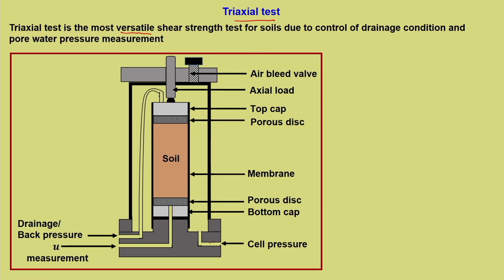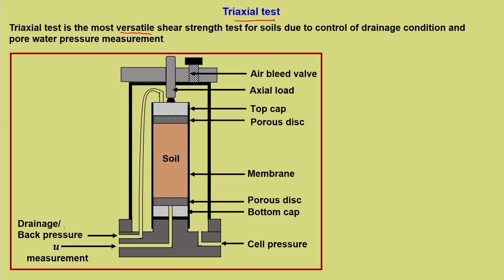Now, we have the provision for applying cell pressure, then there is a provision for recording pore water pressure. By this time I hope all of you are familiar with u. If I write only u, it means pore water pressure. So, pore water pressure can be measured, and there is a provision for drainage of the soil sample, and there is a provision for back pressure, which is more or less together with the drainage condition. So, we have different outlets.